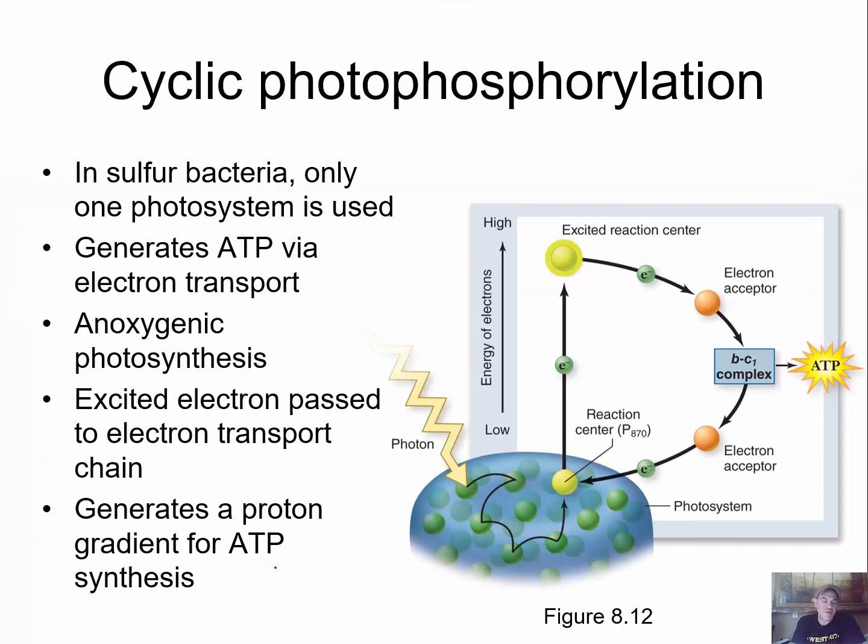So first we're going to look at what's called cyclic photophosphorylation. And here the cyclic refers to the fact that the electron that is taken away from our reaction center chlorophyll actually comes back to the chlorophyll instead of being used to reduce NADP+. For example, in sulfur bacteria, there's only one photosystem there, and it's going to generate ATP by electron transport, and this is an anoxygenic photosynthesis, so no oxygen is produced here, and the reason for that is that the electron returns back to the chlorophyll molecule.